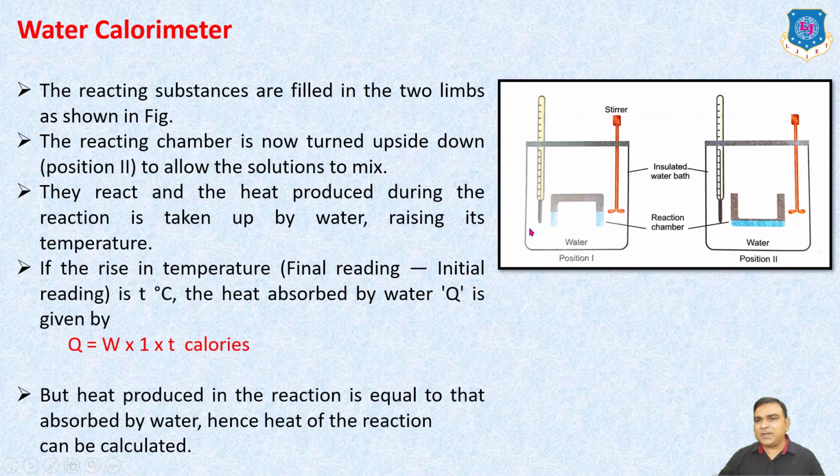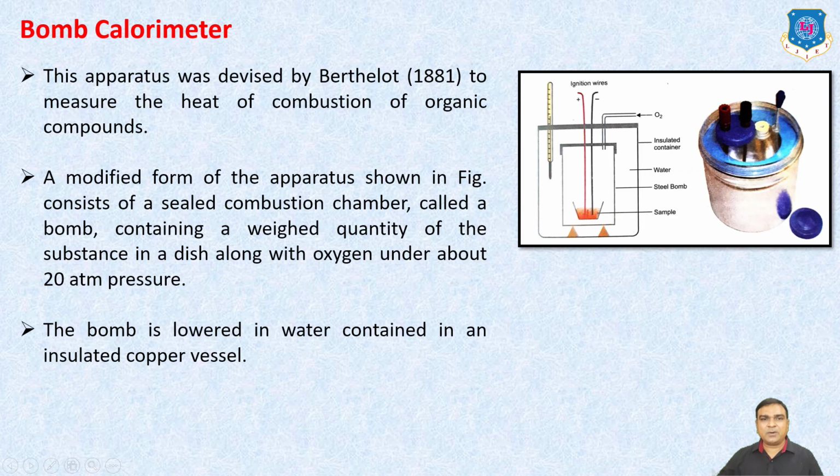So, first of all, we have water at initial temperature, and you can find the enthalpy of the water by using the specific heat of the water. And after the reaction, when the temperature has increased, you measure the heat or enthalpy of the water again, and if you subtract the heat of the two, you will get the heat of the reaction of the two substances. Second is the bomb calorimeter.